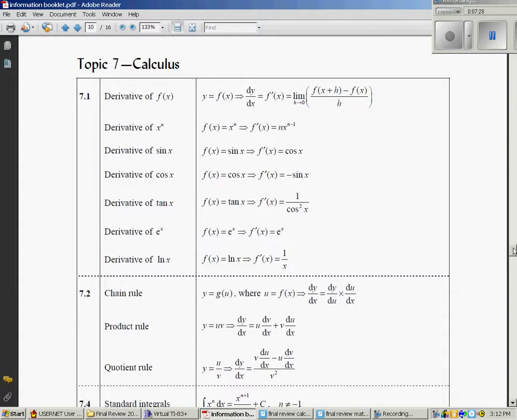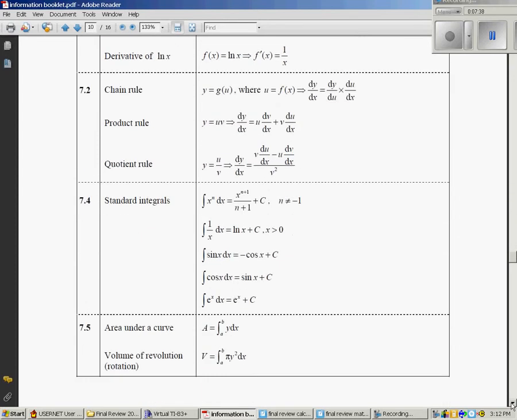They've got first principles up there. They've got derivative of trig functions, of e to the x, ln x, x to the n. They've got the chain rule, product rule, quotient rule, and your standard integrals as well as formulae for area under a curve and volumes of revolution. We'll do a volume of revolution in this presentation. Okay, so that's what you get in your formula booklet on the exam.